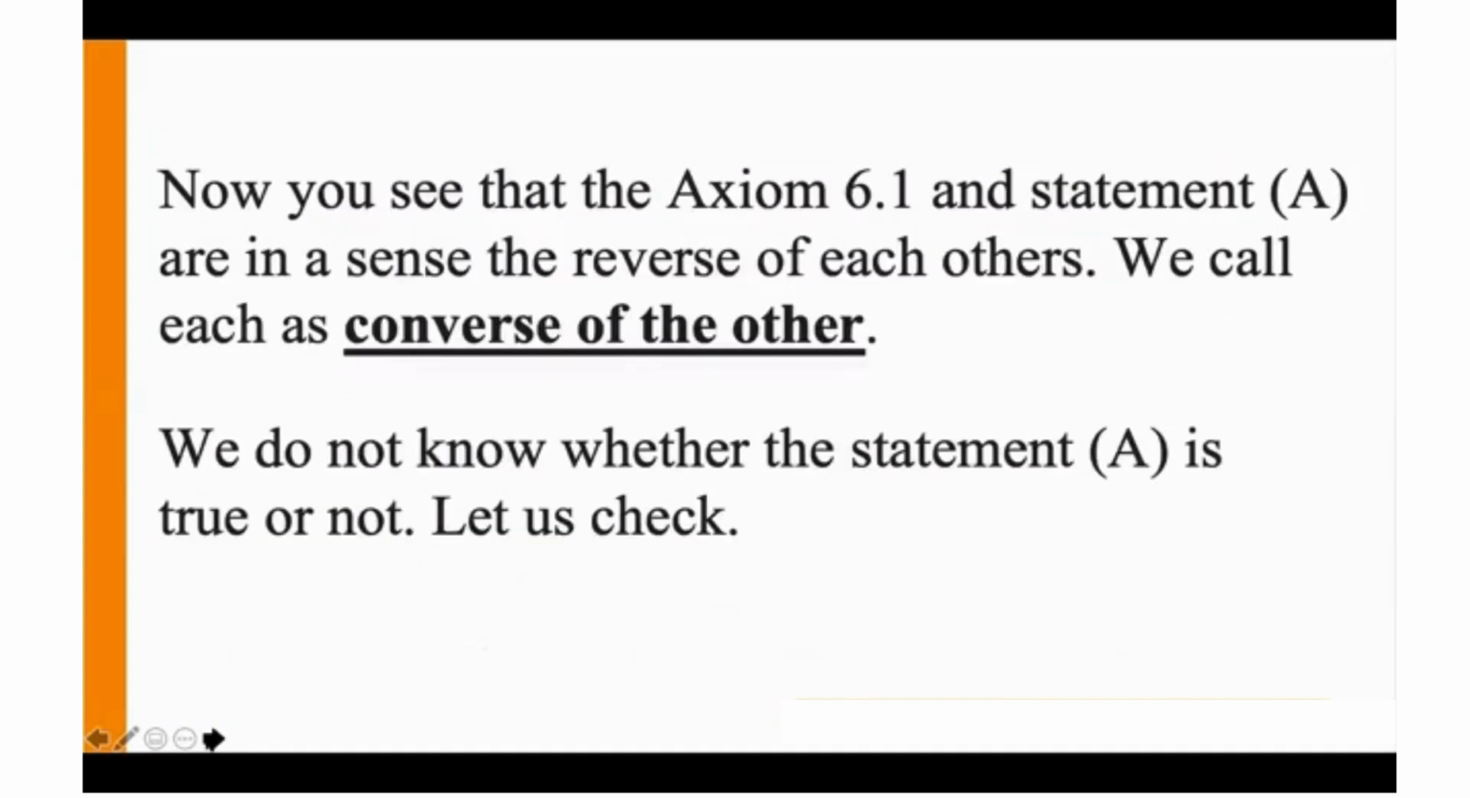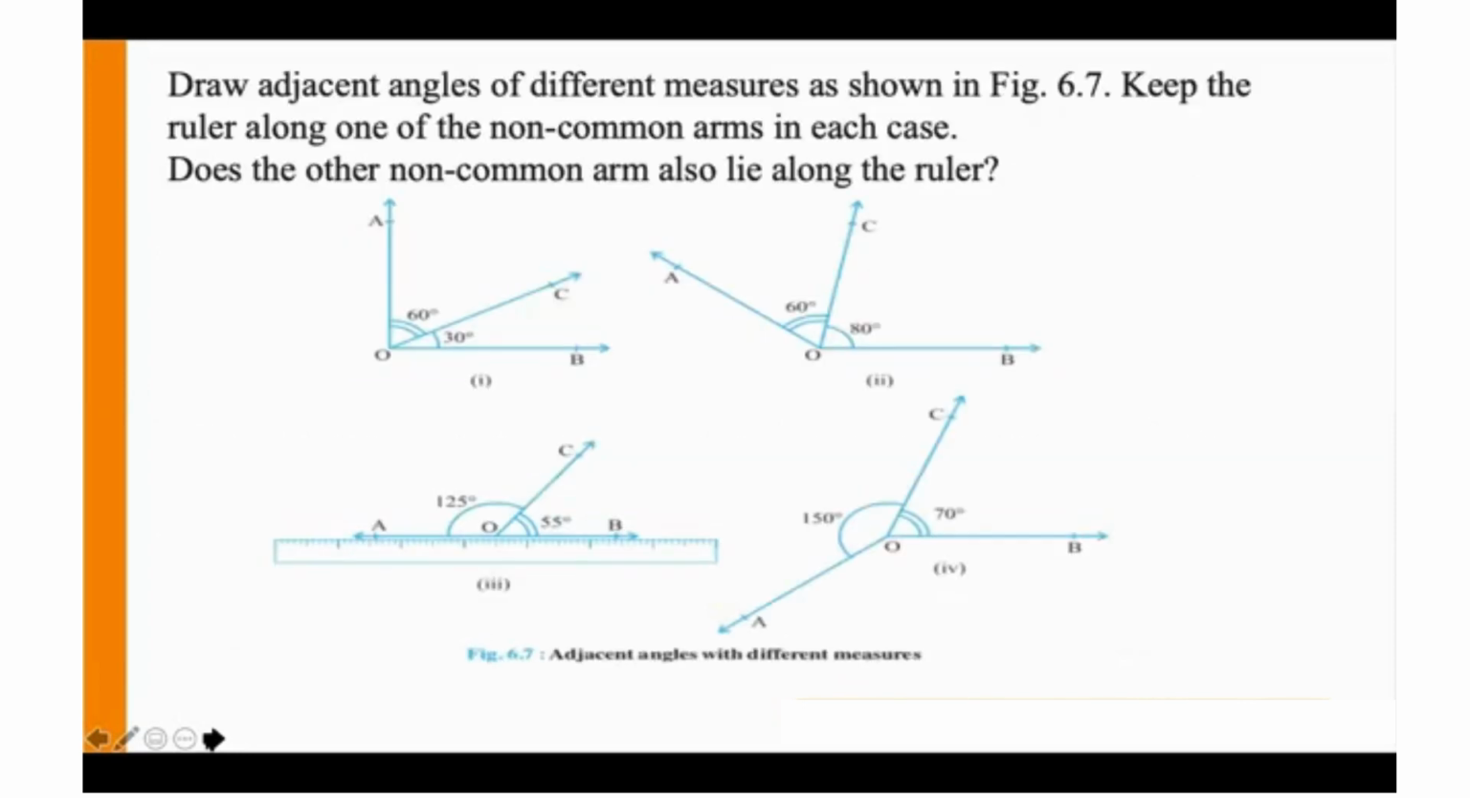Now, you see that axiom 6.1 and statement A are, in this sense, reverse of each other. We call that the converse of the other. The mathematical word for reverse is converse. We do not know whether statement A is true or not. Let us check. So we draw different adjacent angles of different measures.